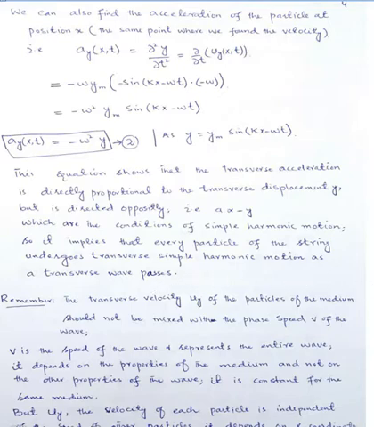Remember that this transverse velocity uy of the particles of the medium should not be confused with the speed of the wave, that is v. V always represents the speed of the wave, while u represents the vertical velocity of the particles of the medium. V is the speed of the wave and represents the entire wave. It depends on the properties of the medium and not on the other properties of the wave. It is constant for the same medium. That is, v, the speed of the wave, or the phase speed, is constant for the same medium because it depends on the properties of the medium and not on the properties of the wave.